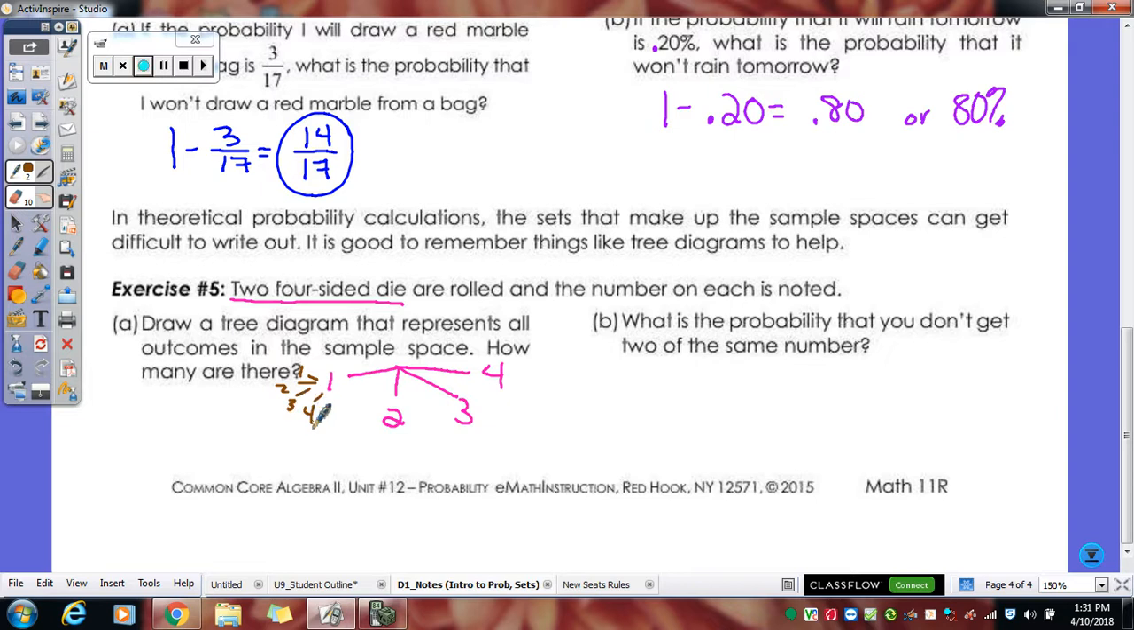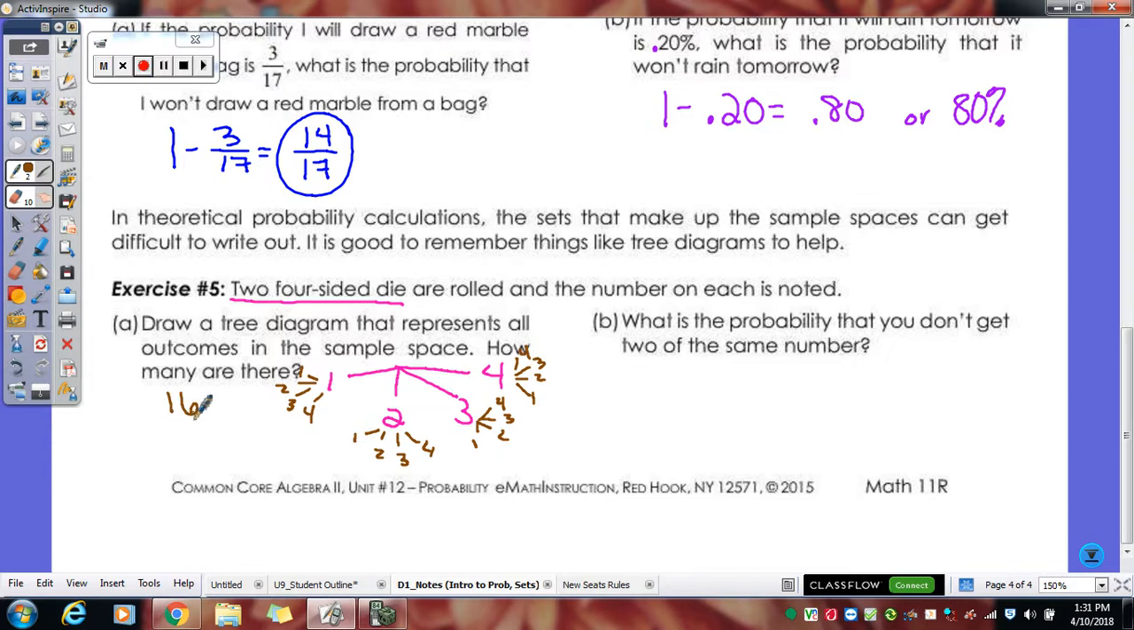So if I rolled a 1 the first time, I could get a 1, 2, 3, 4 again. If I roll a 2 the first time, I can get a 1, 2, 3, 4 the second time. If I roll a 3 the first time, 1, 2, 3, 4 the second time. And same thing with the 4. So how many outcomes do we have total?